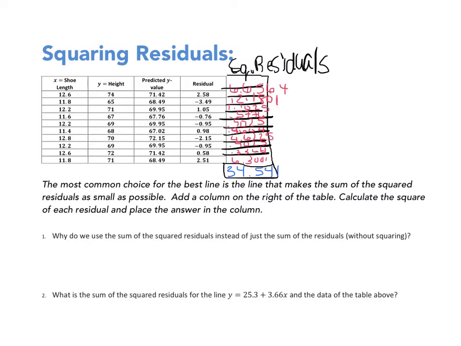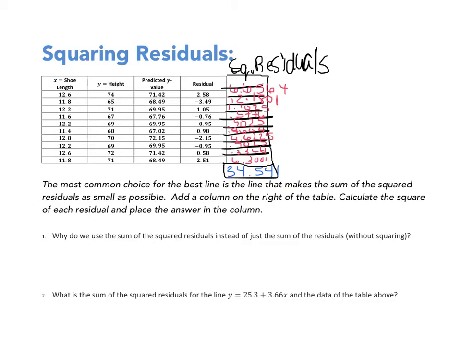So I've gone ahead and squared all of our residuals, and we have 6.6564, 12.1801, 1.1025, 0.5776, 0.9025, 0.9604, 4.6225, 0.9025, 0.3364, 6.3301, and that all adds up to 34.54. So let's take that and answer these questions to interpret why we did this.